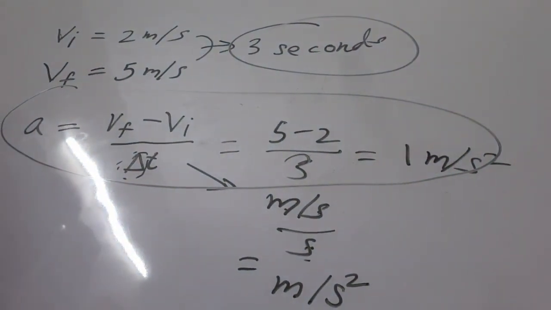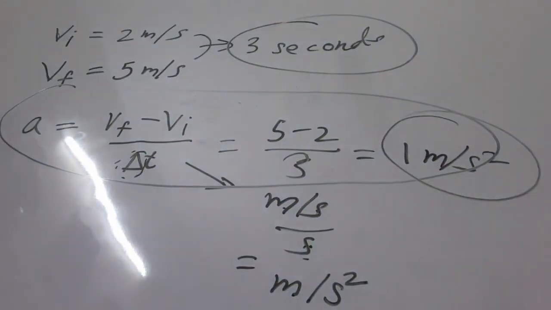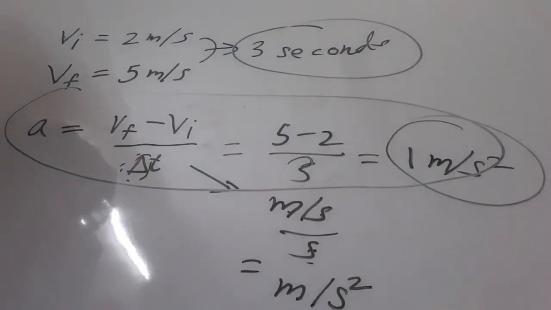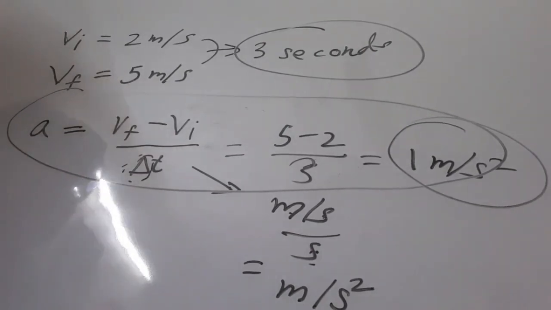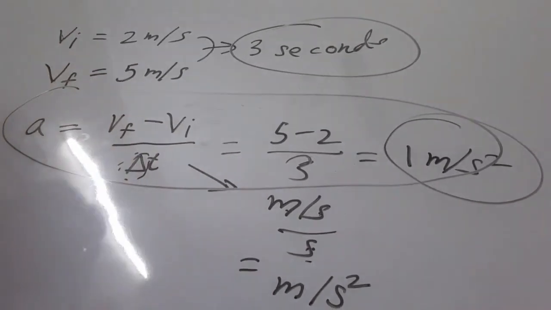So what does this mean? What does acceleration is equal to 1 meter per second squared mean? It means that I'm changing my velocity by 1 meter per second every second. So my velocity changes by 1 every second. That's what acceleration denotes.